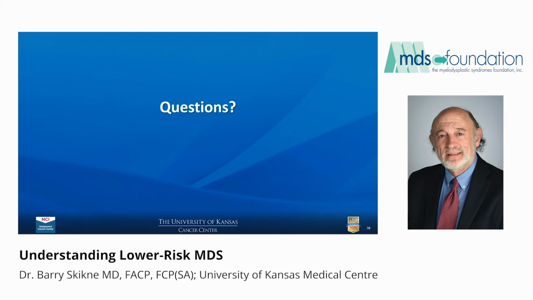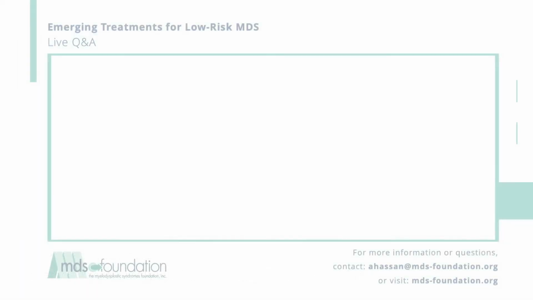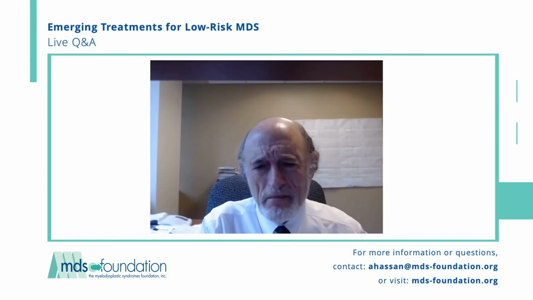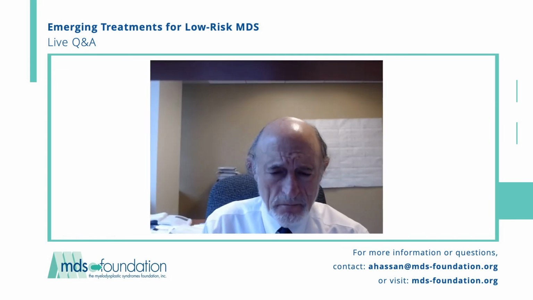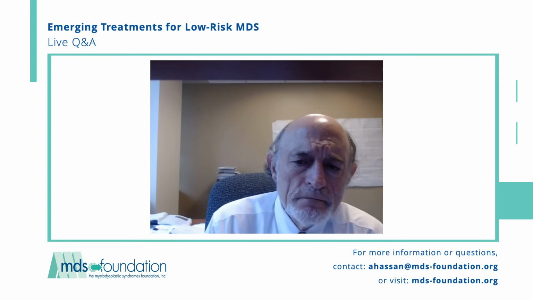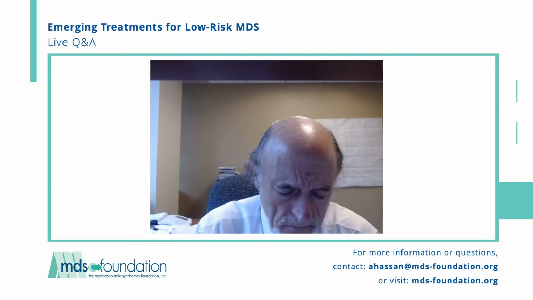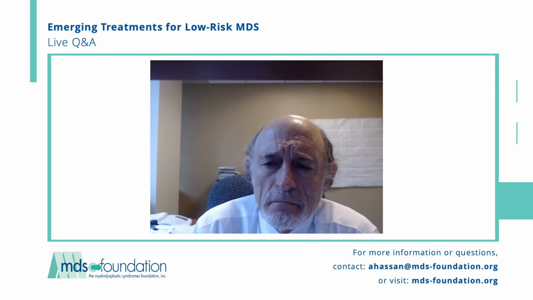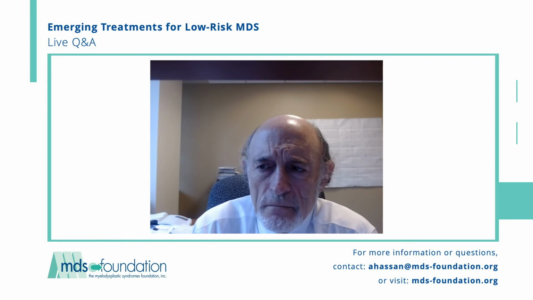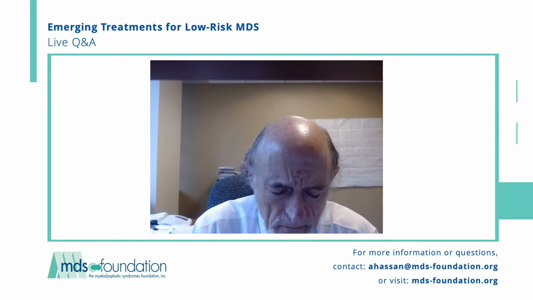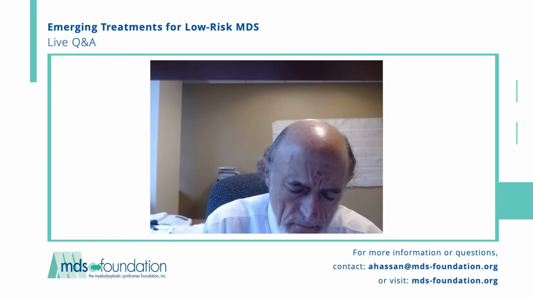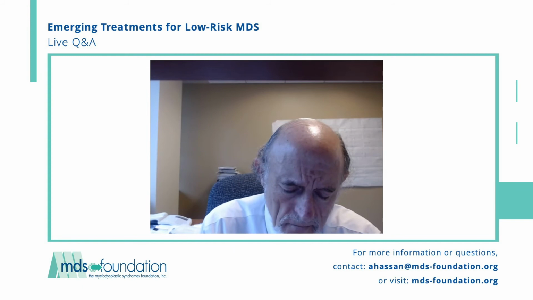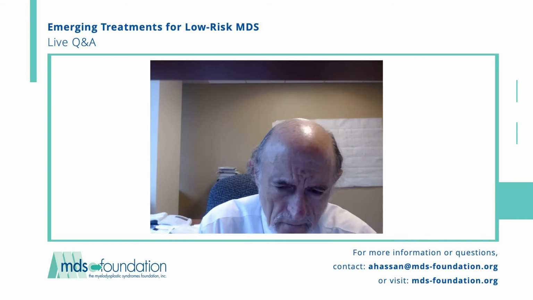I'm going to stop here and take questions. We have our very first question in from Elizabeth. Her father has low risk MDS, and his white blood counts and neutrophils have been particularly low in recent weeks. They are running at 500. Should he refrain from getting a flu shot due to his low blood counts?